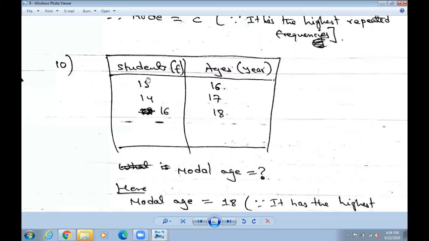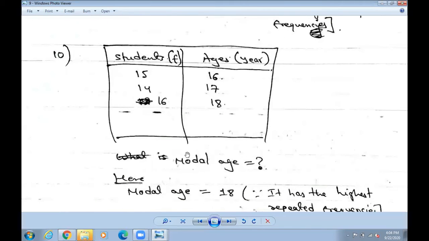So 15 students, they are of 16 years. 14 people, they are of 17 years. 16 people, they are of 18 years. I told you just before also, how many people are there of 16 age? Now you can also understand from the question. It says find the modal age. Modal age. Where is age? If it said find the modal student, then that would be x.